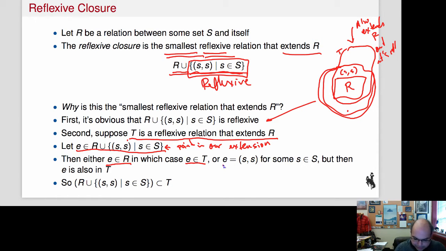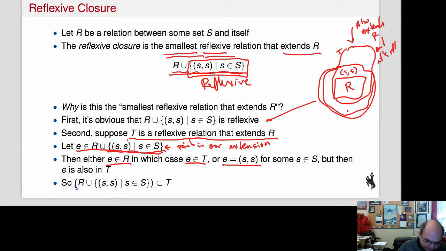Now the other possibility is that E looks like (S, S) because it's in this union. So that means that E has to be in here, and if it's in there, then it's equal to (S, S) for some S belonging to capital S. Well, in that case, it also has to belong in T. And why is that? Because we said that T was reflexive. So it contains all of those things.